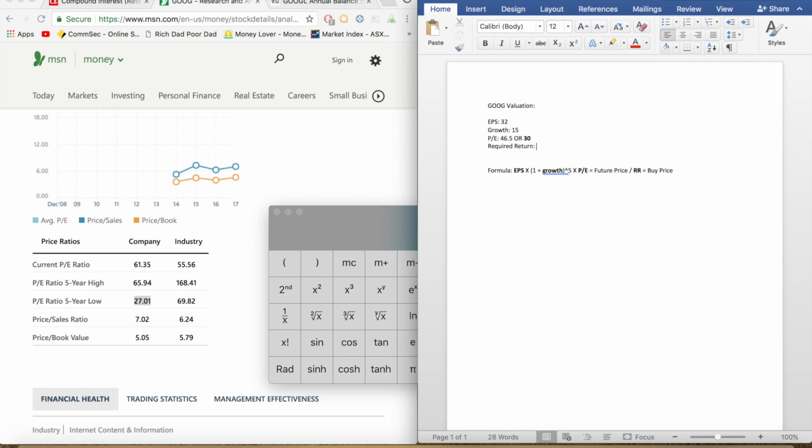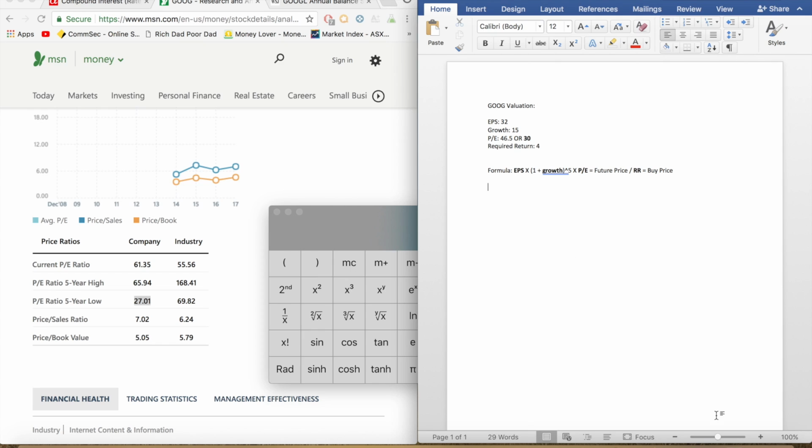And finally, for our required rate of return, I'm going to say that I want to double my money in 5 years. So I want 15% per year returns. And so that's a 2. And remember, we always double whatever return we want in order to be conservative. So we're actually going to use a required return multiplier of 4. So they're the 4 numbers that we need. We've got 32, 15, 30, and 4.